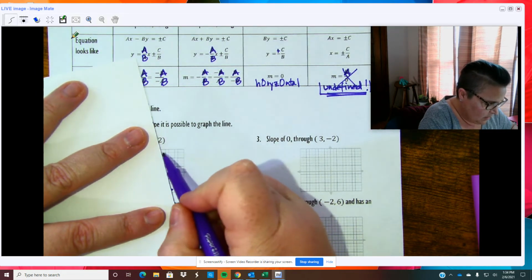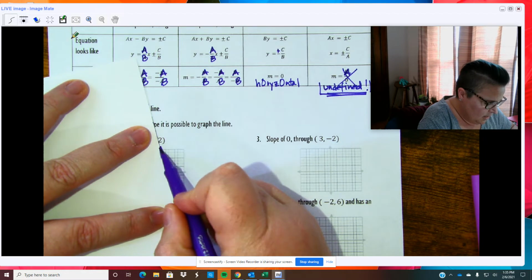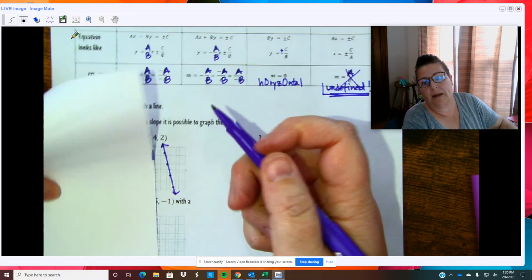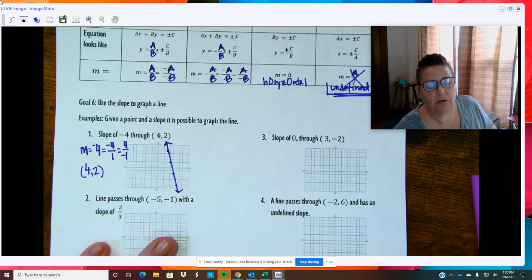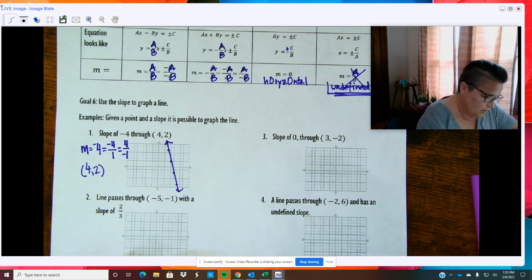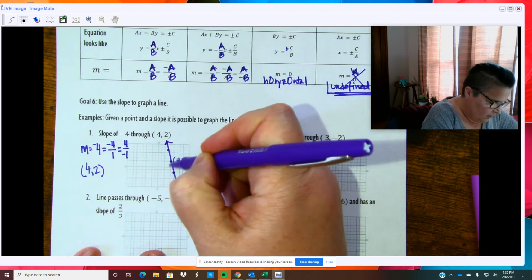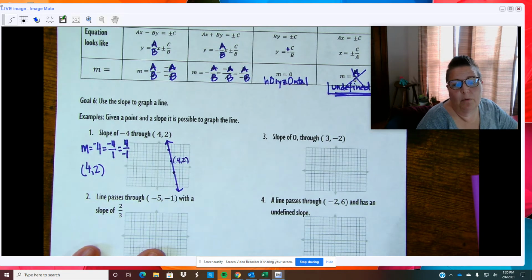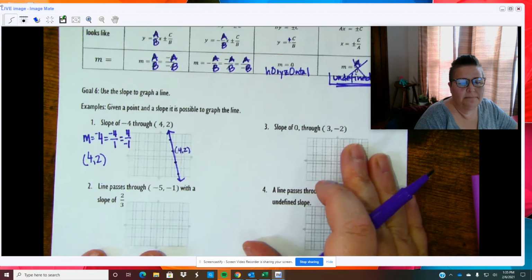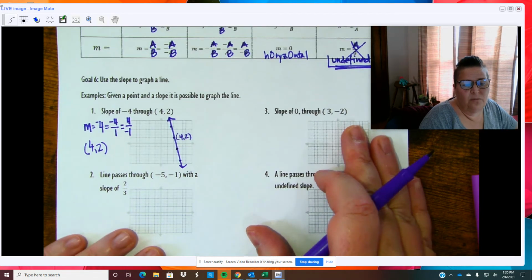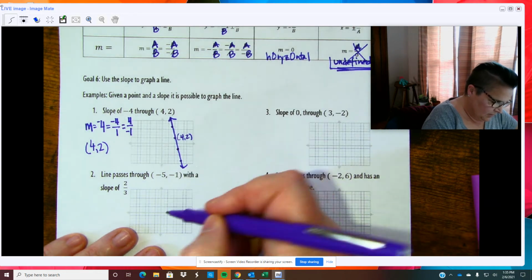Now, when you do this on WebAssign, when you're doing your homework, I believe you only need to do 1 point, right? So you would only need to plot that first point at 4, 2, and then fall 2 and go right 1 to get the second point. Right? What about a line that passes through -5, -1 with a slope of 2/3?